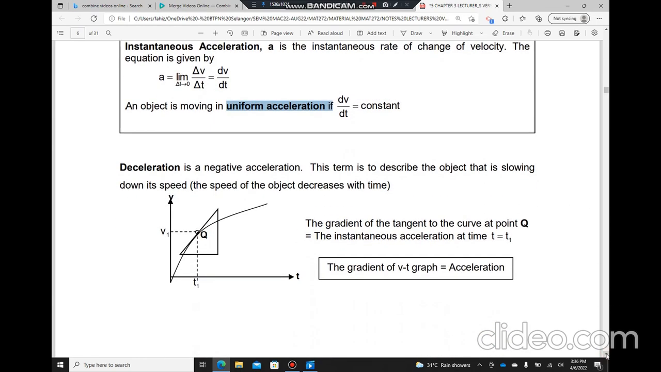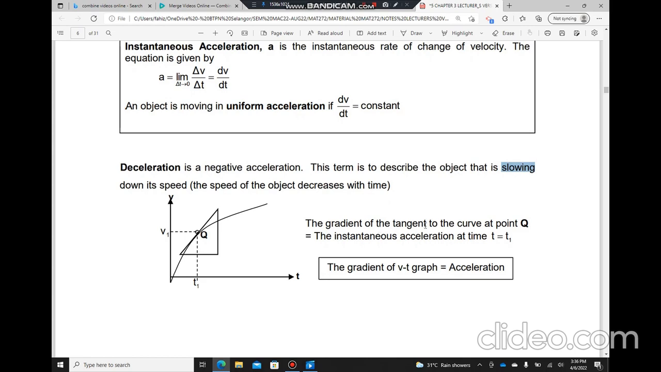And then another one we have deceleration is a negative acceleration. Maknanya pecutan makin berkurang. So kalau pecutan dia makin menurun, kita panggil deceleration. This term is to describe the object that is slowing down its speed. Kalau dia maknanya dia slowing down. Okay, so the speed of the object decreases with time.